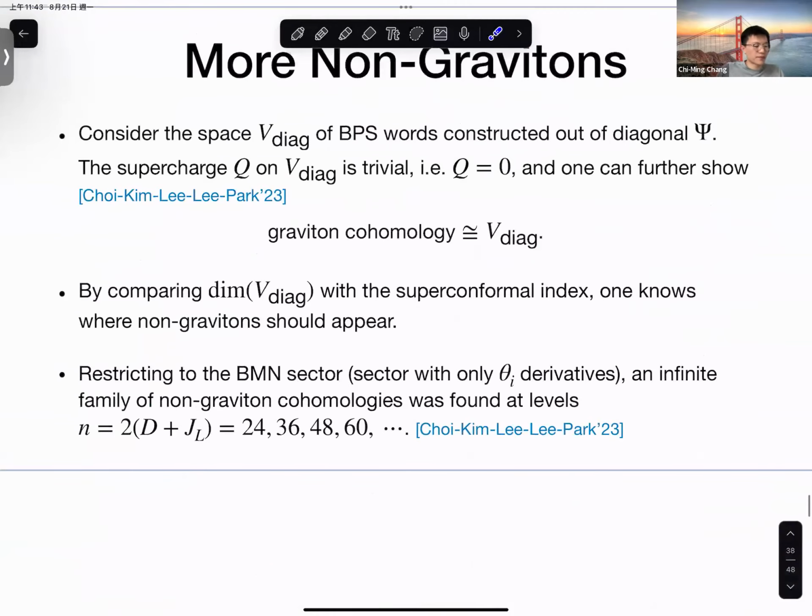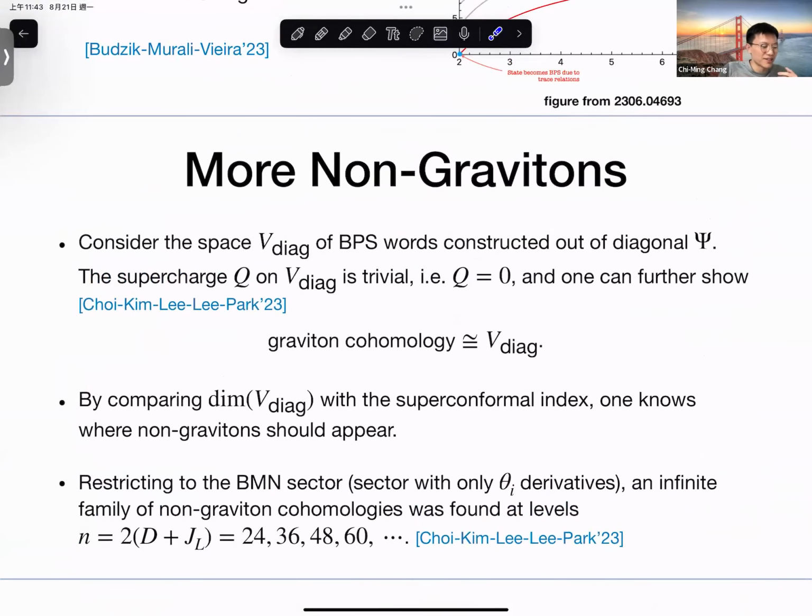Of course, the thing we found is just a single non-graviton cohomology, and you may ask about more. Of course, we know that there should be many more non-graviton cohomologies, and in this paper from a Korean group, they figured out a very nice way to find non-graviton cohomology at higher level, higher angular momentum, R charge, and also classical dimension.